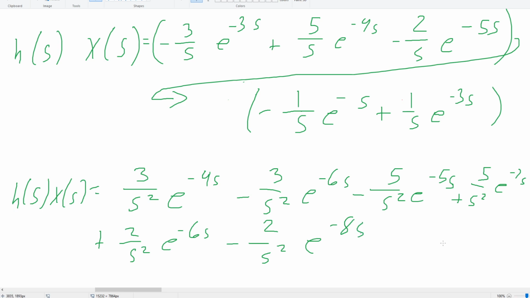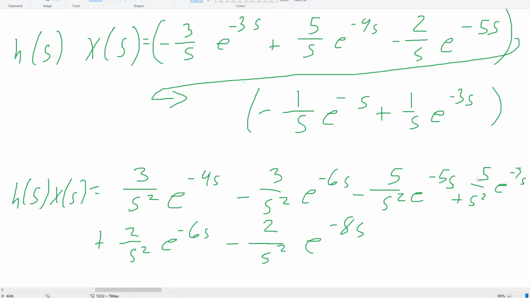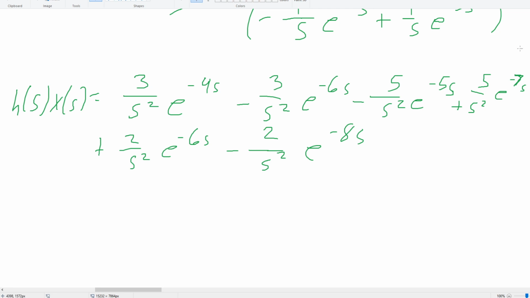You can combine some of these values because some of them have the same base. All of them have the s squared in it, but this e to the negative 6s and this e to the negative 6s, these two can be, oh wow, I did not circle that. These two are actually the only ones that can be combined. I don't think there's any other ones that have the same value. Negative 4, negative 5, negative 7, negative 8. Yep.